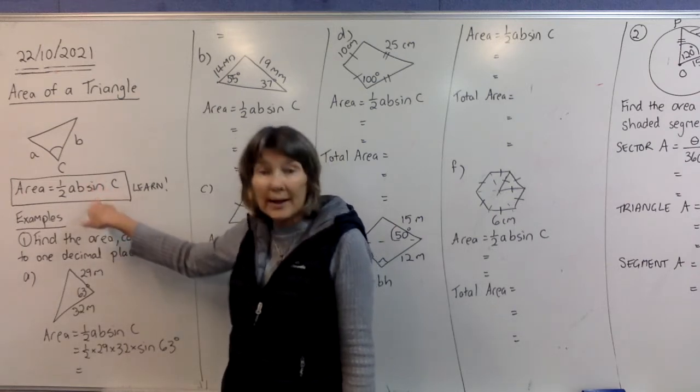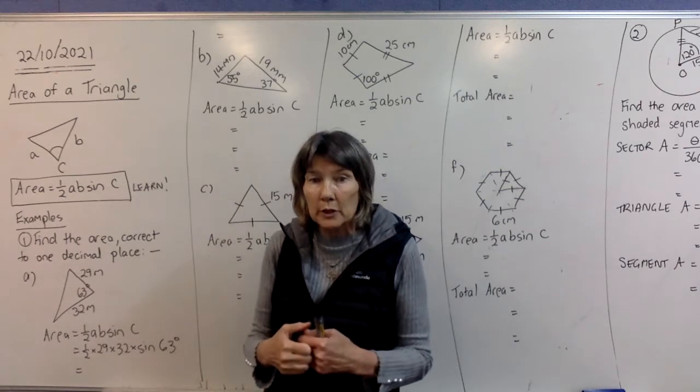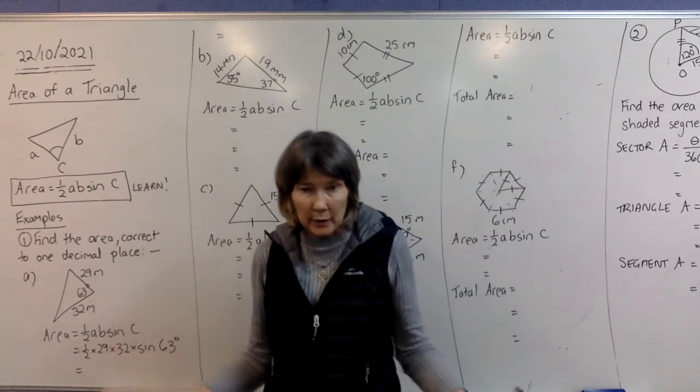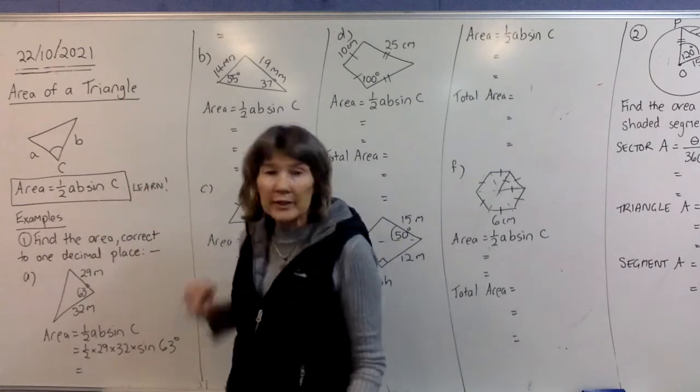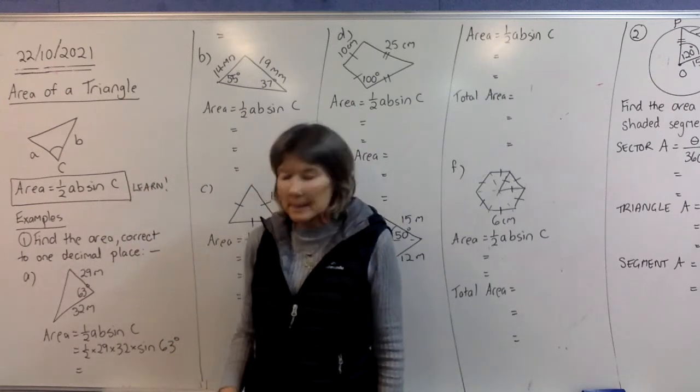It is a sine in here. It can be easy to write cos. I've done it myself when I was at school. I did it right through a test and I'll never do it again. So it does have a sine in it, not a cos. Okay, so area equals a half AB sine C.